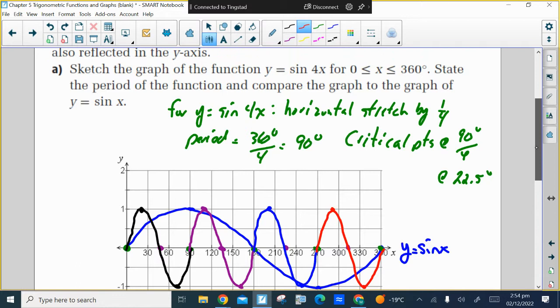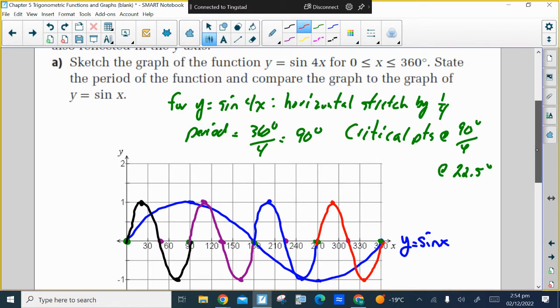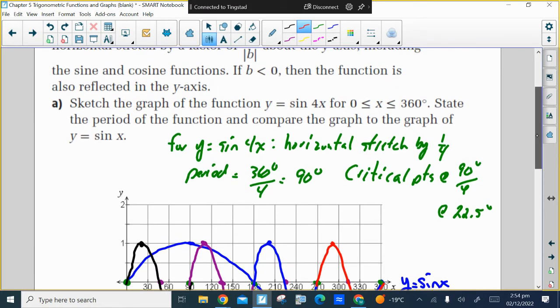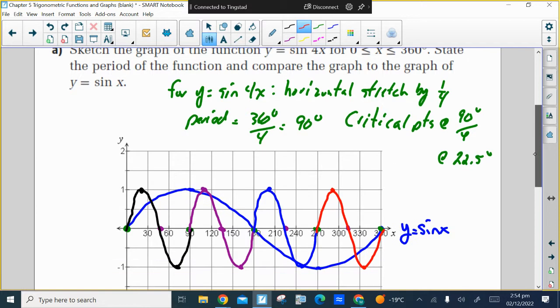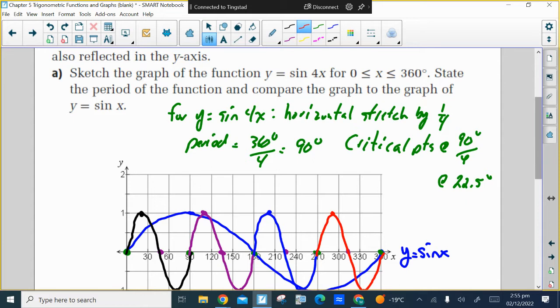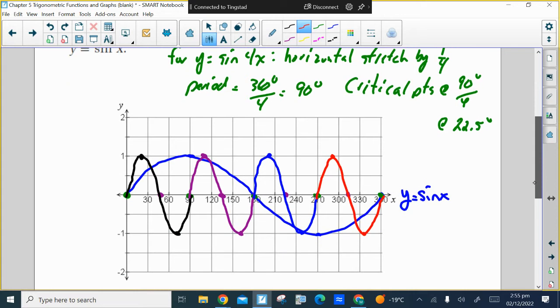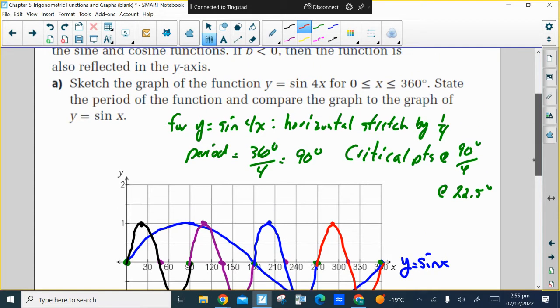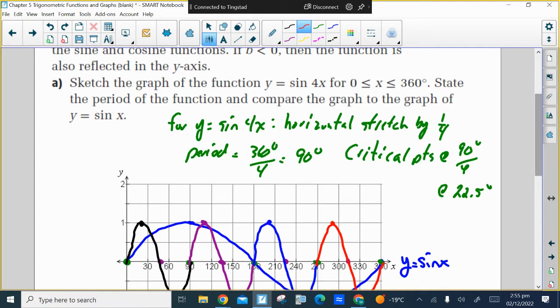So we've already stated the period, it's 90 degrees. And we've also stated our critical points. They're now at every 22.5 degrees, but just because of what scale we had, that wasn't probably the easiest way to get those points. Our domain didn't change, our range didn't change. All that changed was the period and the critical points. How long it took to go through one cycle changed because it was stretched horizontally. Okay?